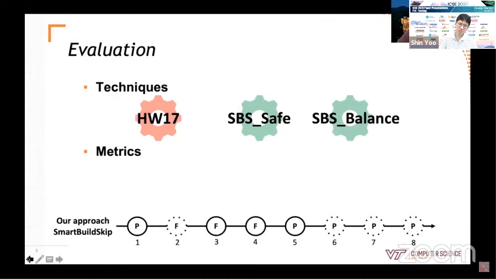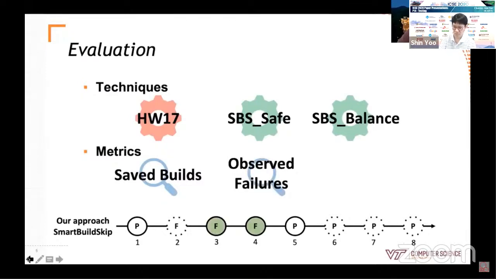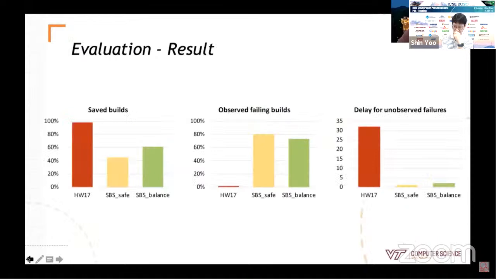Take our timeline as an example. We measured saved builds as a proportion of builds that are skipped among all builds. Observed failing build is a proportion of failing builds that are correctly predicted and executed among all failing builds. For each failing build that was incorrectly predicted and skipped, we also try to understand when it can be observed. So we also measured its failing build delay as the number of builds that were skipped until the predictor decided to build again. In this example, it is the interval between build 2 and build 3, which is 1 build.